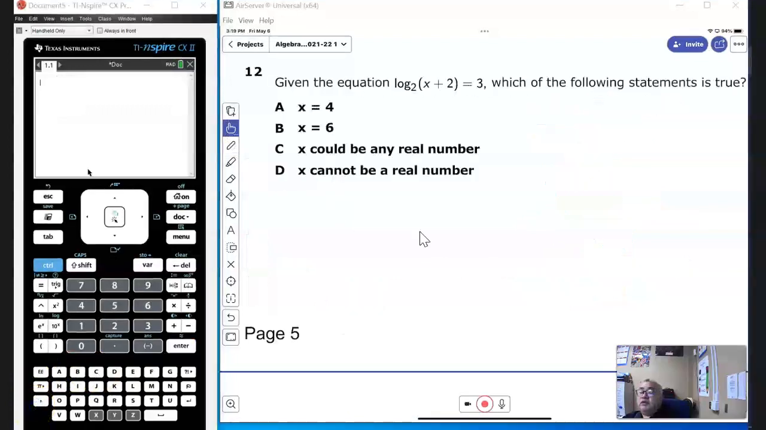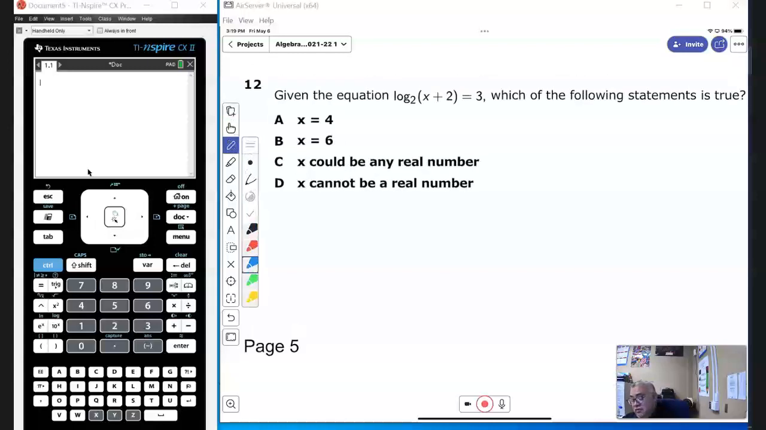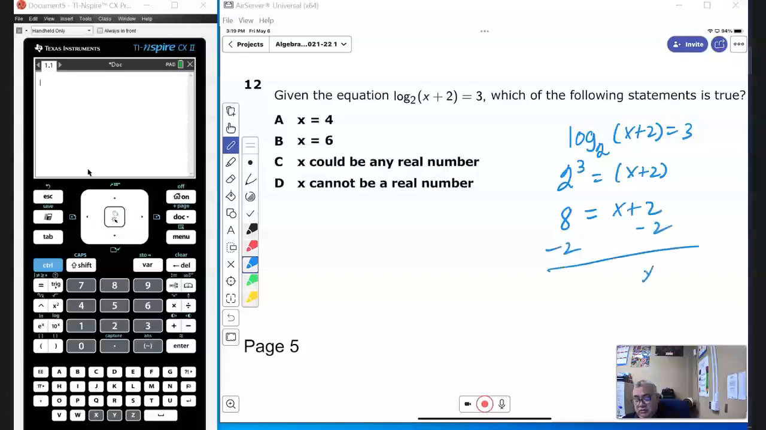Number 12, given the equation log base 2 of x plus 2 is equal to 3, which of the following statements is true? Go through the process of solving this. So we have log base 2, and then we have x plus 2 is equal to 3. So let's write the inverse. So we have 2 to the power 3 equals x plus 2, which gives us 8 equals x plus 2. Subtract 2 from both sides, so x equals 6.